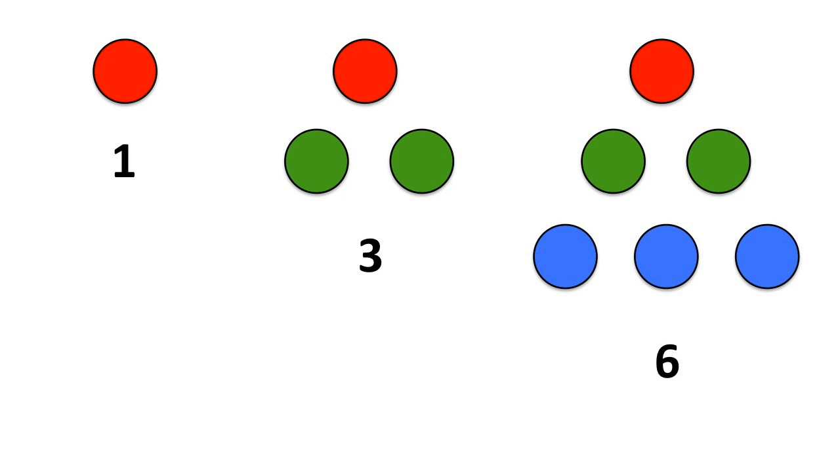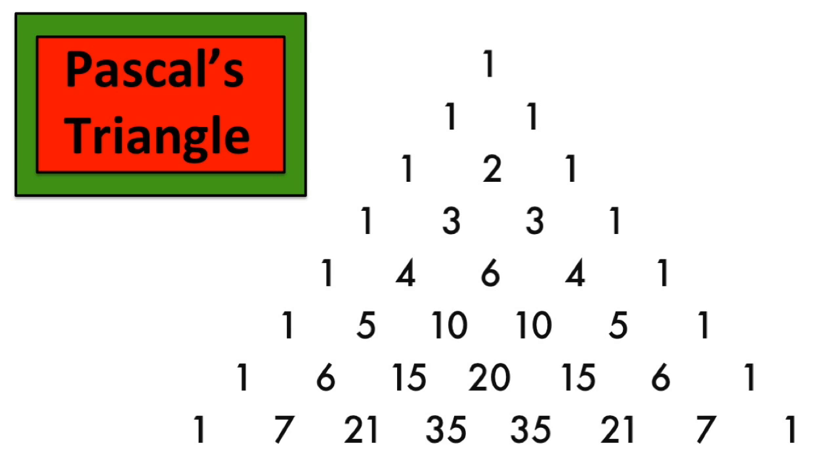First, how many gifts were given on each day? 1 on the first, 3 on the second, 6 on the third, etc. This pattern is contained in one of the most important structures of numbers, Pascal's triangle. There are just 2 basic properties that you need to know.